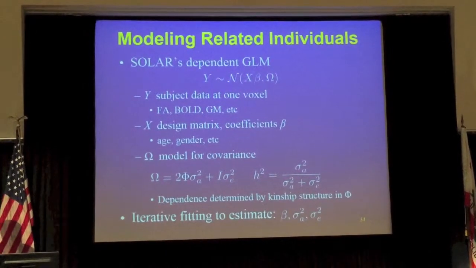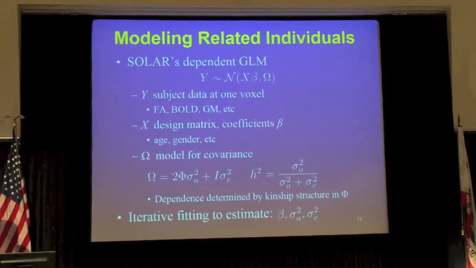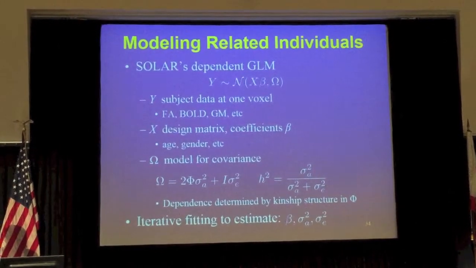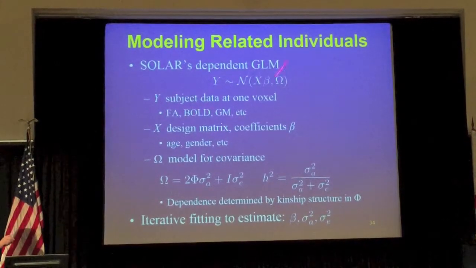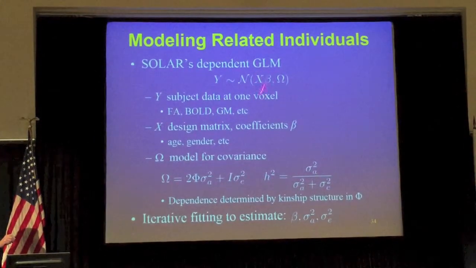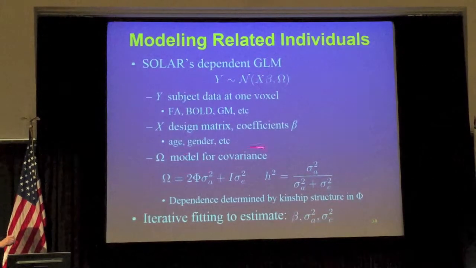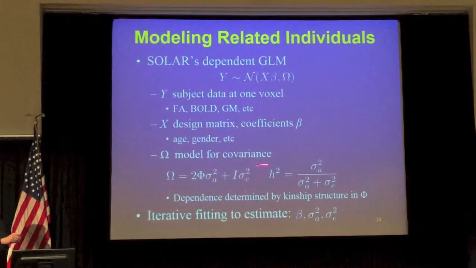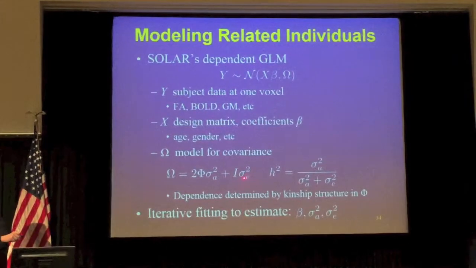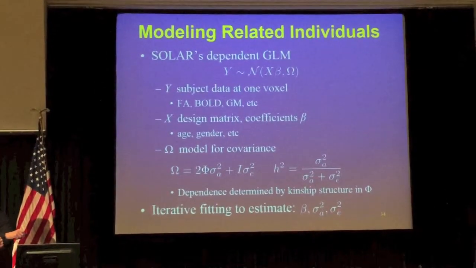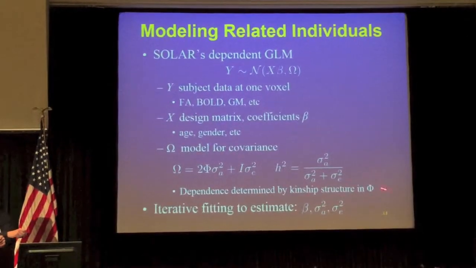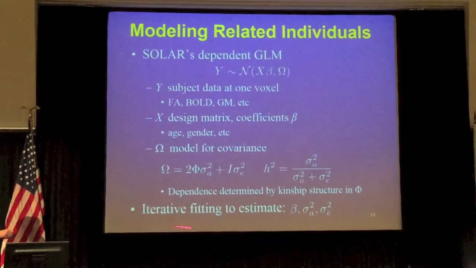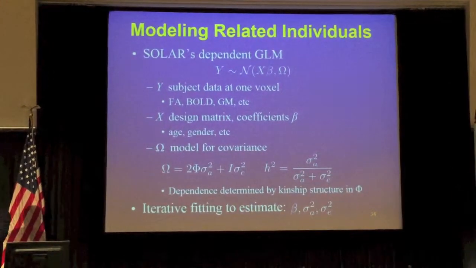So we basically have a GLM in which we model subject data at one voxel of phenotype, and that's the Y value. Then we have a matrix of covariates, which is the X and B factors. And then we have the covariance model, which we subdivide into simple additive and environmental components, and then we calculate heritability. This is basically determined by the kinship structure in the phi matrix, and then we perform iterative fitting for this estimate.